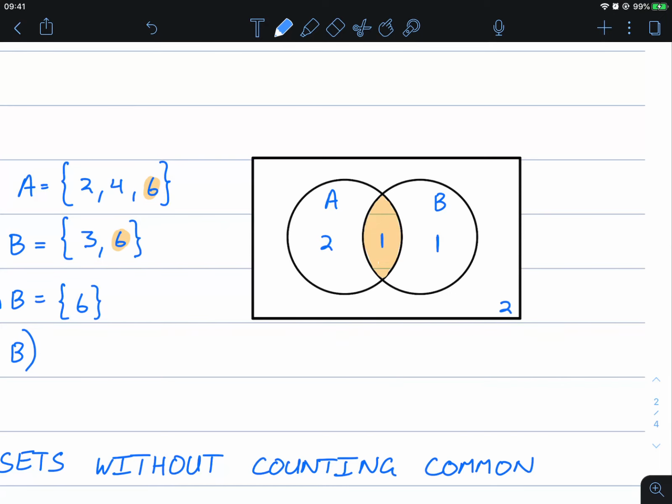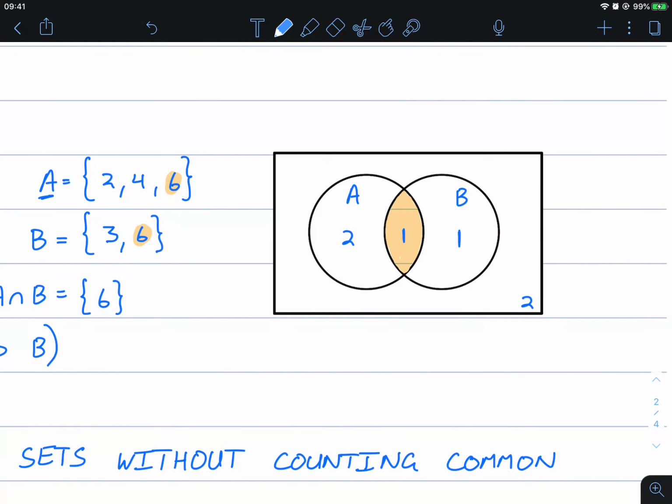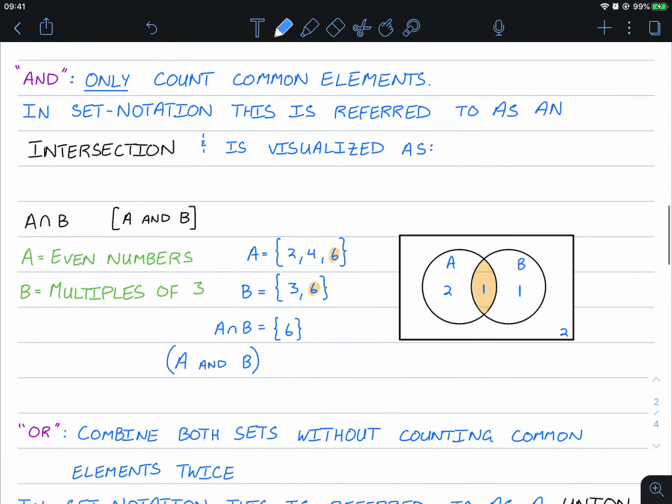So we write a 2 on the outside, indicating that there are 2 numbers that do not belong inside set A or set B. So that is the AND condition.